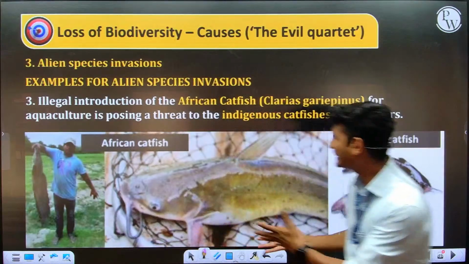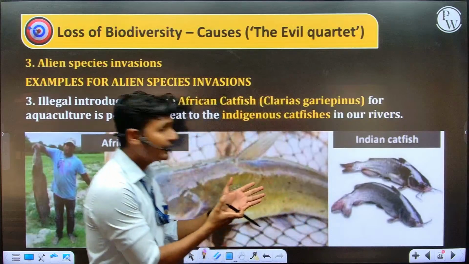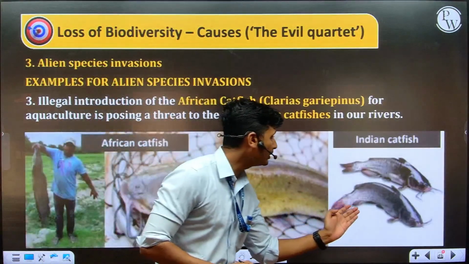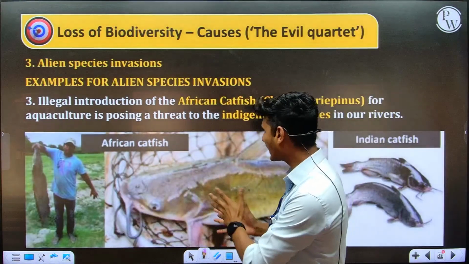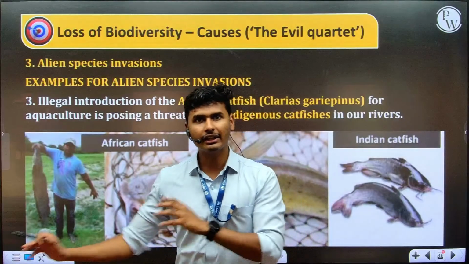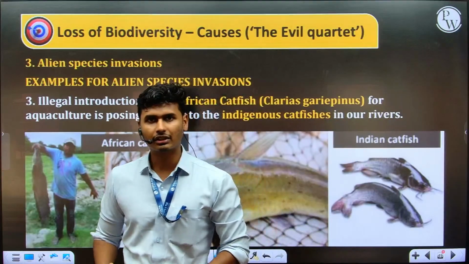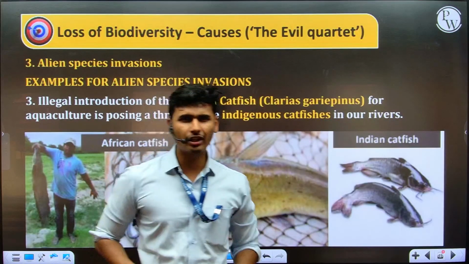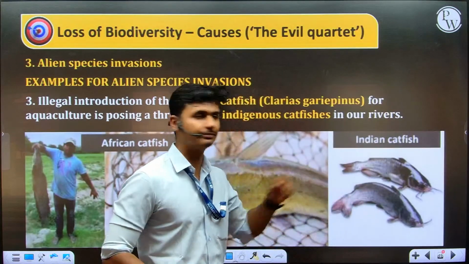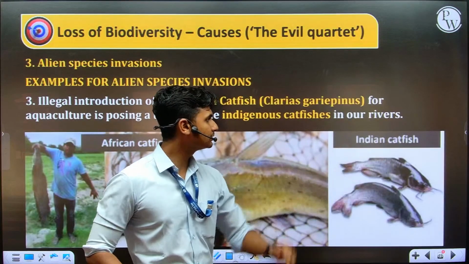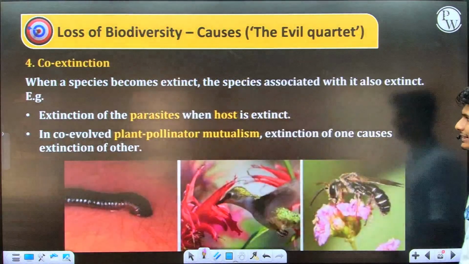Look at the African catfish. It is looking dangerous, right? And look at the Indian catfish. Now this small, beautiful Indian catfish. And this is a terrible African catfish. We are introducing African catfish into the indigenous river. Now it is an illegal introduction, but this is an alien species for them. They start to kill the Indian catfish. This is an alien species invasion.